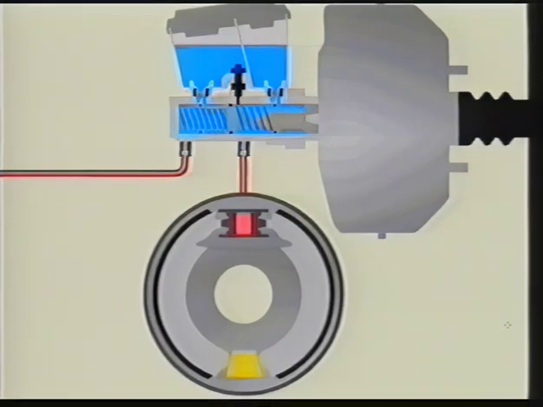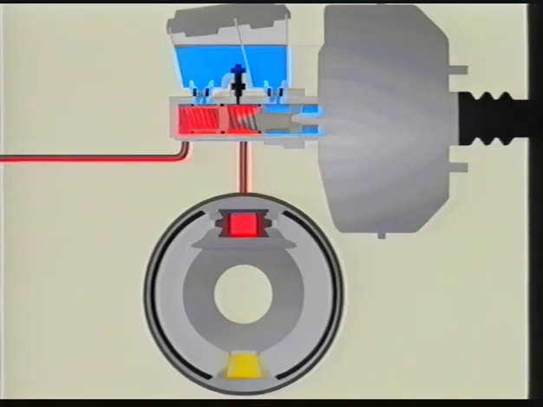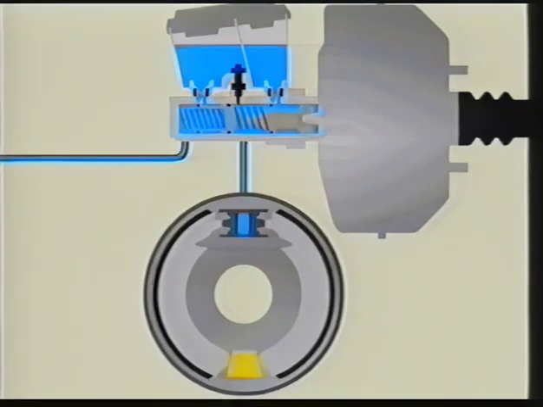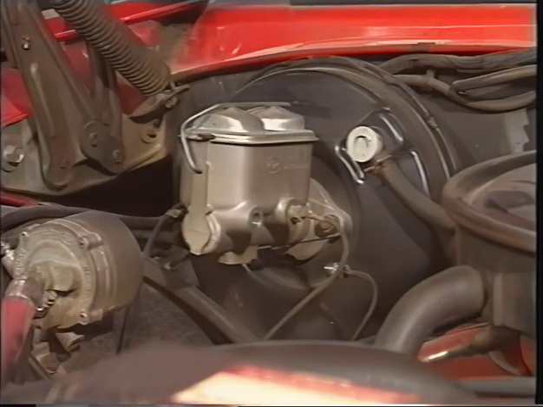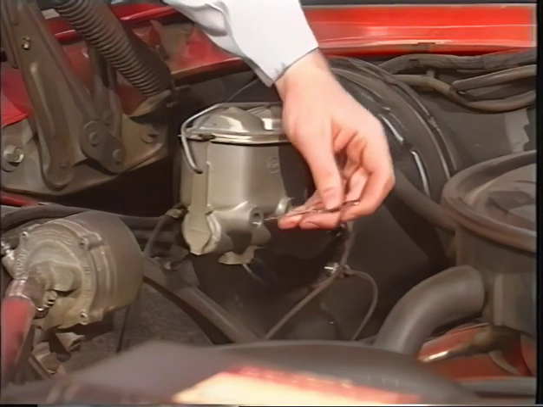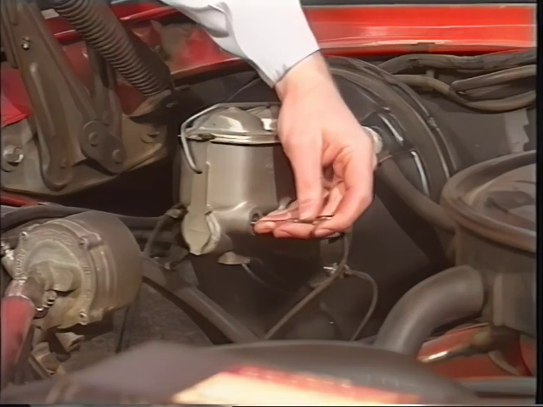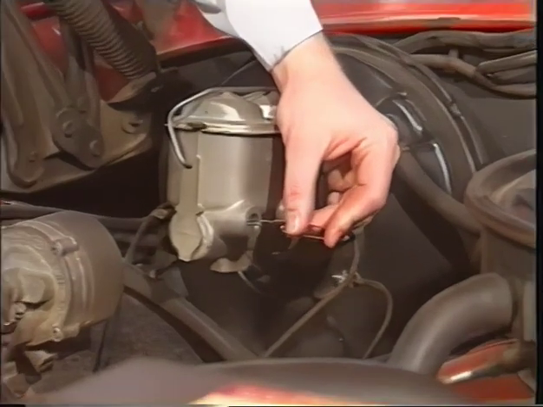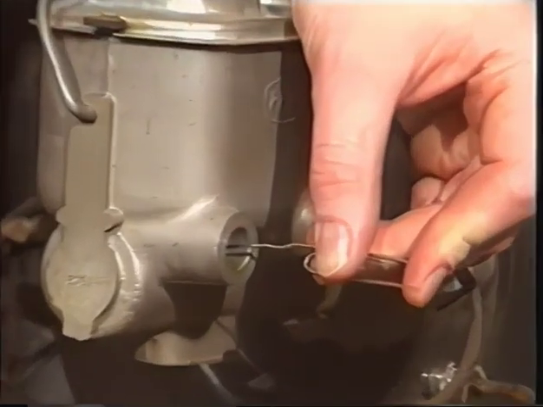Should fluid still not have dripped from the master cylinder port, the flowchart tells us to check for the presence of a residual line pressure valve. These valves sit in the outlet ports of some master cylinders and were only used with drum brakes. Their purpose was to retain a small amount of pressure in the circuit when the brakes were released.